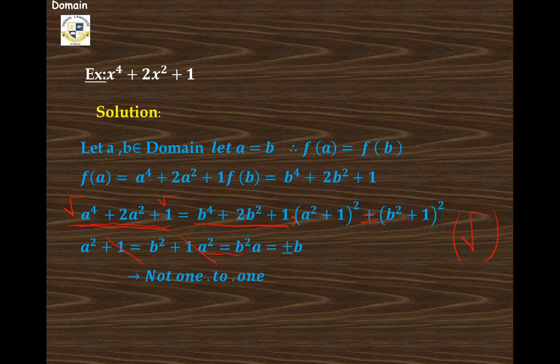Here, a squared equals b squared. I'll take the square root. Therefore, a equals positive or negative b. And this function is not one-to-one function. Here a has two values, a equals b, also a equals negative b. Therefore, this function is not one-to-one function. Thank you.